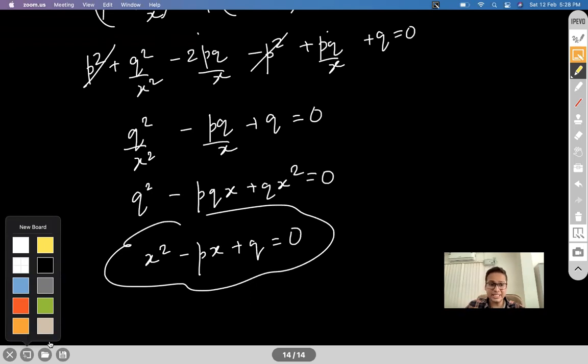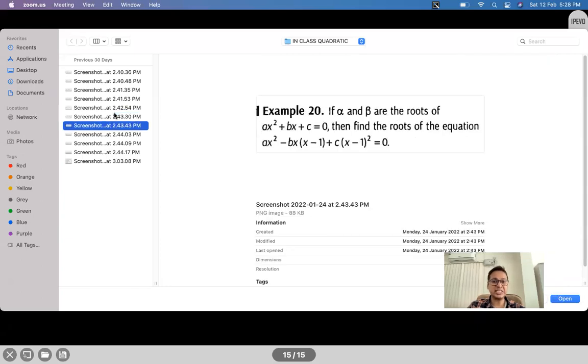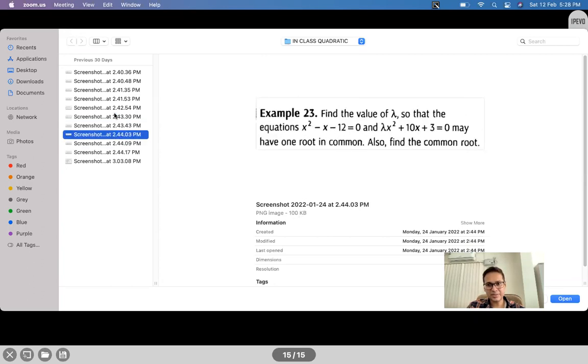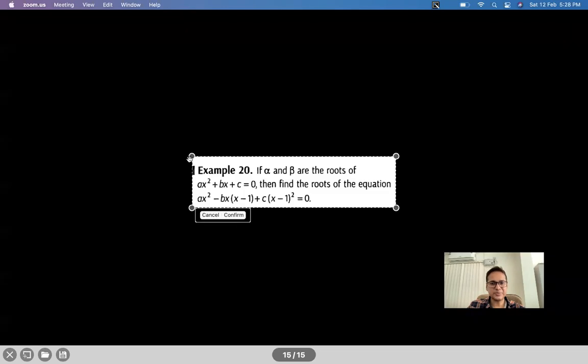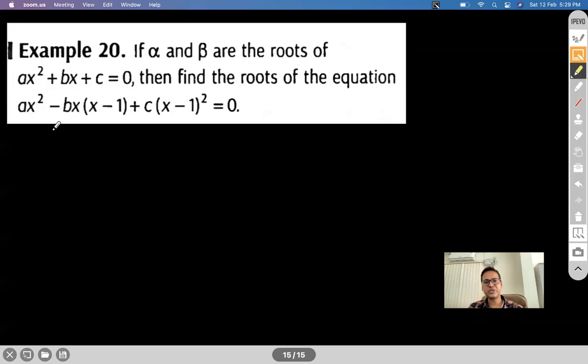See, a lot of questions have come based on this, and people who have not understood this concept took a longer time to solve the question. Let's try this one. If alpha, beta are the roots of this equation, find the roots of this guy.